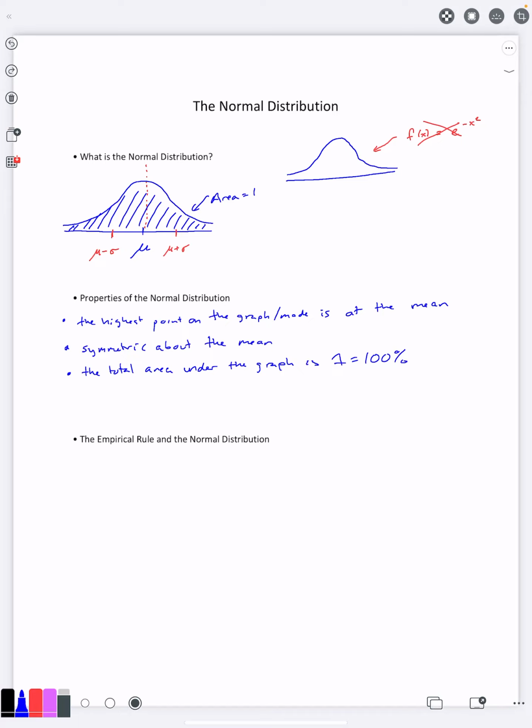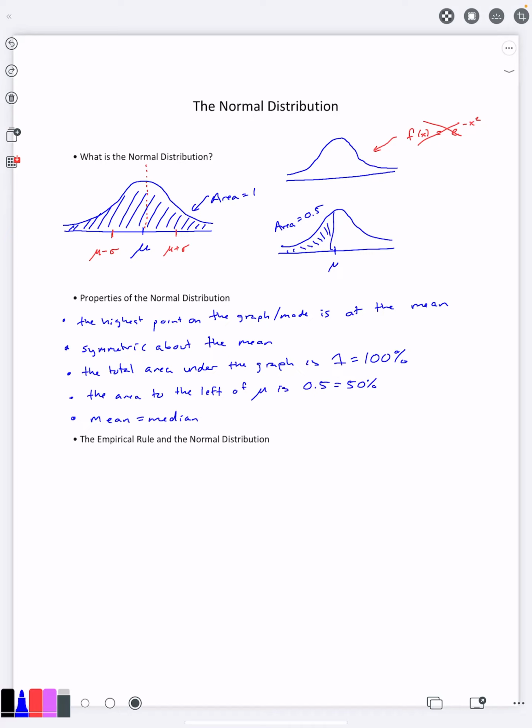And in fact, because it's symmetric, the left and right are the same, so the area to the left of the mean is 0.5 or 50%. If you draw the graph here, you've got your middle point, mu. If you look at just one side of it, that area is 50%. And so that means that 50% of the data points are going to be below the mean and 50% are going to be above the mean. And that means that the mean and the median are actually equal for these graphs.